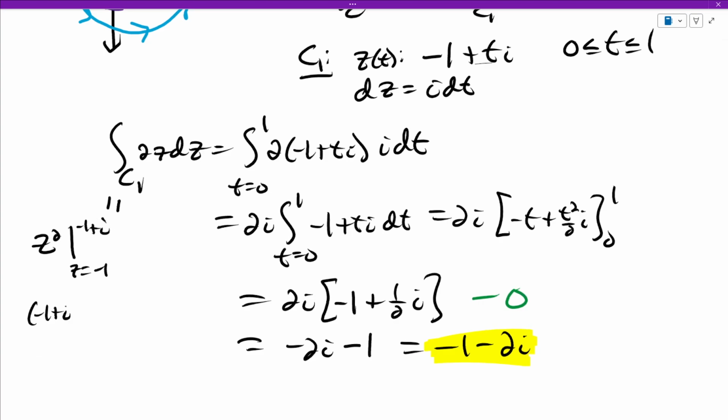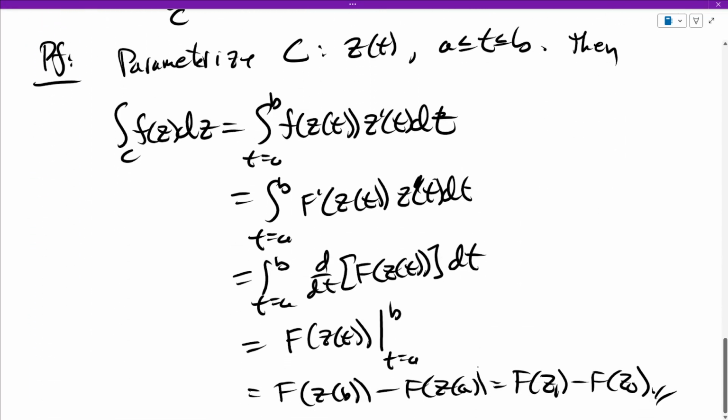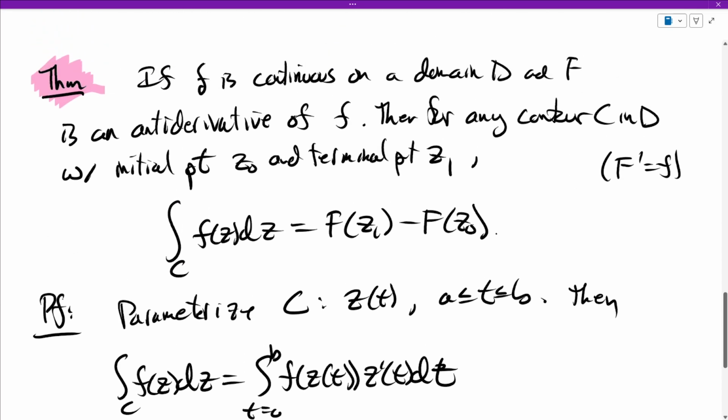So that's (-1 plus i) squared minus (-1) squared. (-1 plus i) squared you can compute, it's -2i, and minus (-1) squared is minus 1. That's exactly what we found. It's the same thing. So when you have an antiderivative, you can compute the value of the contour integral just by plugging in the endpoint and the beginning point.